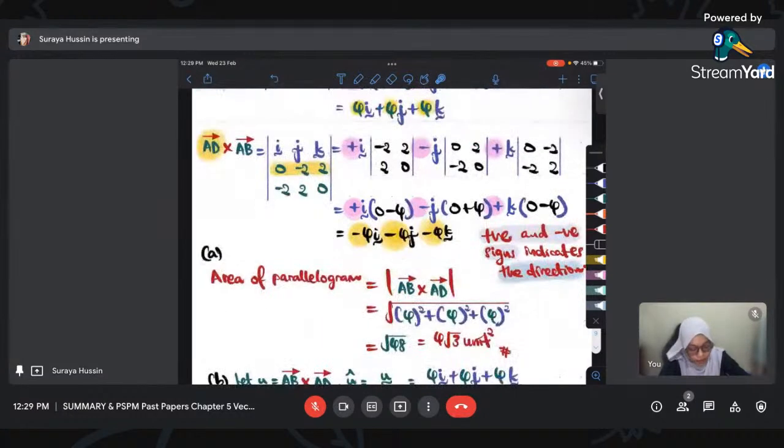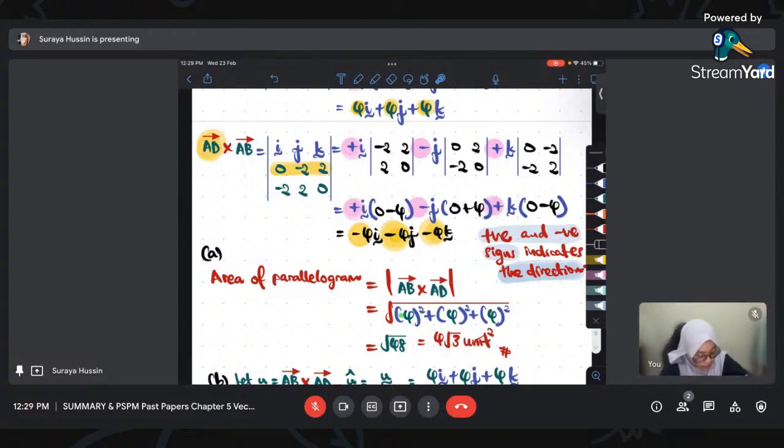Alright. So now untuk menjawab soalan area of parallelogram, you just have to find the magnitude sahaja. In this case, saya guna tadi AB cross AD. So I find the magnitude je lah. Magnitude mesti ada square root and square. And then you will get your answer. So just imagine kalau kamu pakai AD cross AB. Tak salah, boleh. Dalam ni kamu akan nampak negative 4 squared.